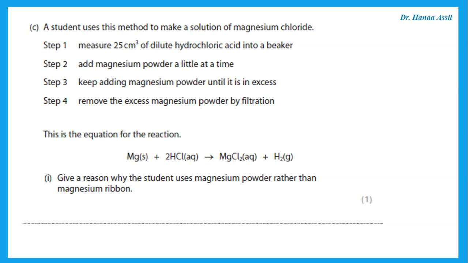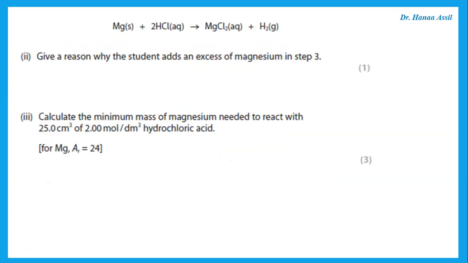Okay, a student uses this method to make a solution of magnesium chloride. Measure 25 centimeter cubes of acid into a beaker. Add magnesium powder. Keep adding magnesium powder until it is excess. Remove the excess magnesium powder by filtration. Give a reason why the student uses powder rather than ribbon. We said we use powder because powders have larger surface area, so this gives a faster reaction.